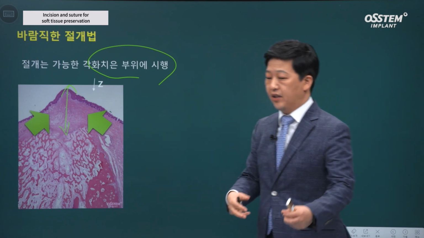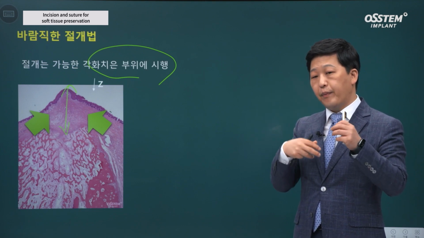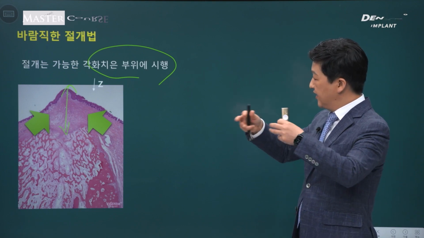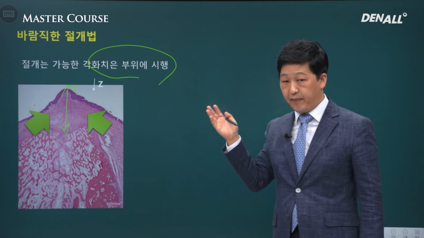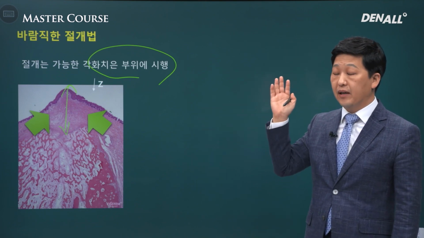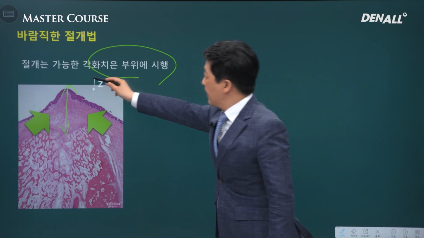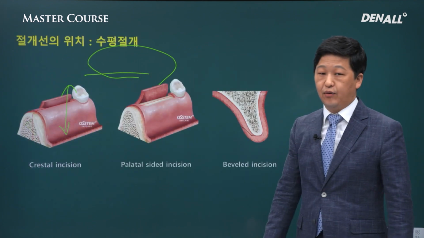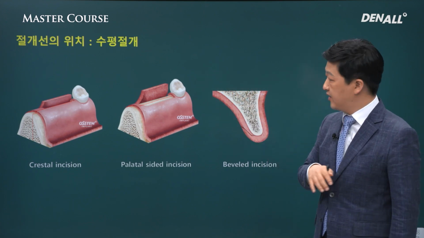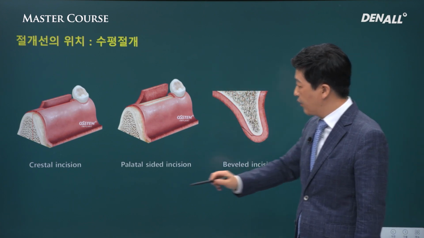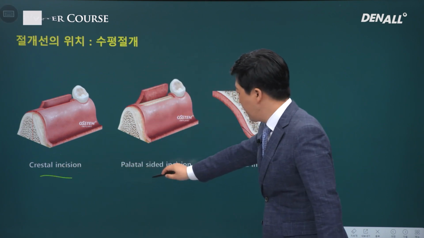If you make an incision in mucosa, the tissue is thin and flabby, therefore there's a higher possibility of failure in primary closure. If possible, you need to perform incision and suture on keratinized tissue. There's horizontal incision and vertical incision. The most prominent horizontal incisions are the crestal incision and the palatal-sided incision.